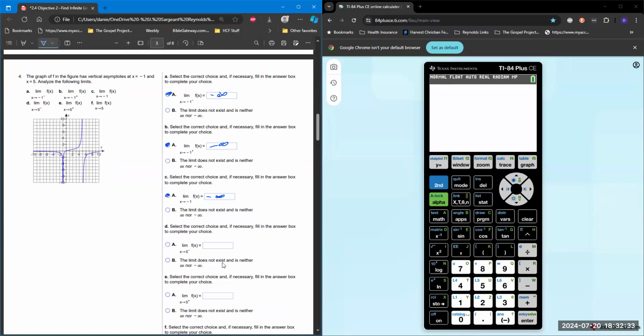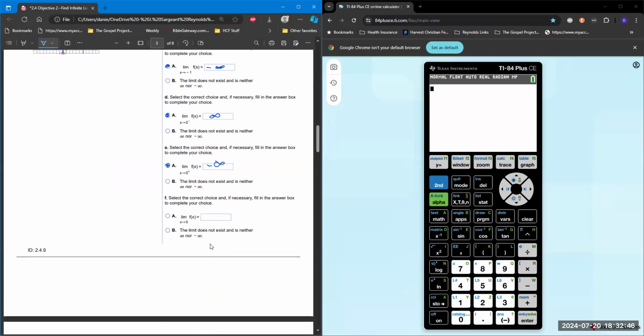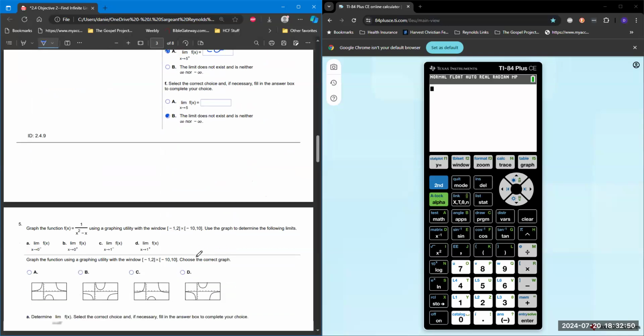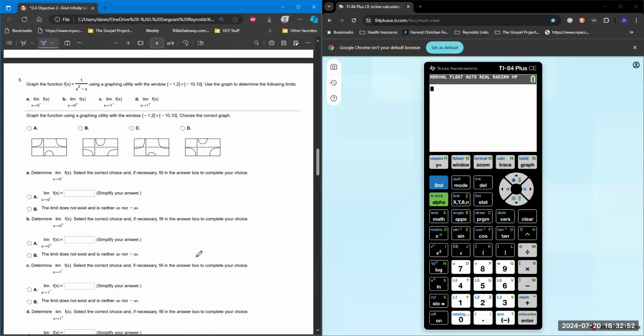As I approach 5 from the left, I'm going to positive infinity. 5 from the right, I'm going to negative infinity. So that limit doesn't exist because it's not approaching either positive or negative infinity from both the left and the right.